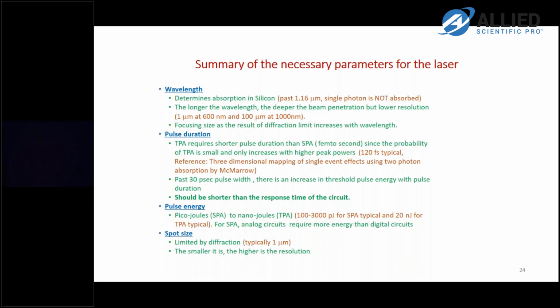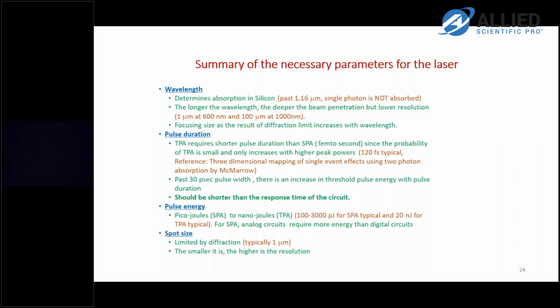Pulse energy, normally for SPA systems, is anywhere between 100 to 3,000 picojoules. So normally we're talking a few 10s to 100, depending on what you want to test. Some effects require less energy, but in the picojoule order. But for TPA, typically 20 nanojoules. So SPA is preferred for analog circuits. Analog circuits require more energy than digital circuits. So for testing an SRAM, you may need 10 picojoules. For testing an op-amp, which is an analog part, you may need up to 1 nanojoule. The spot size is limited by diffraction.